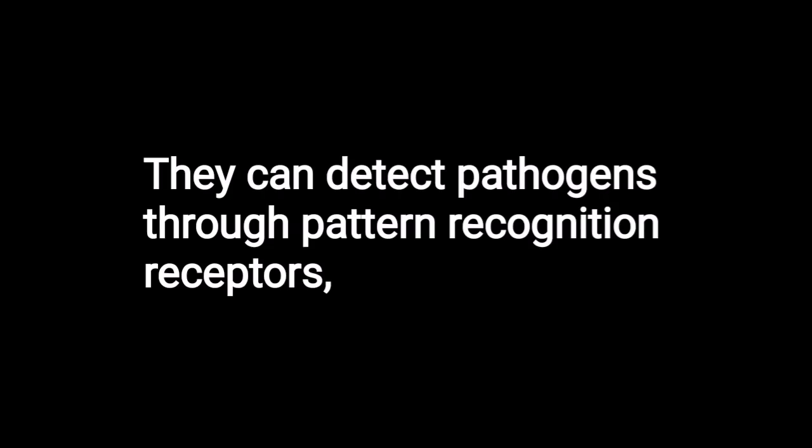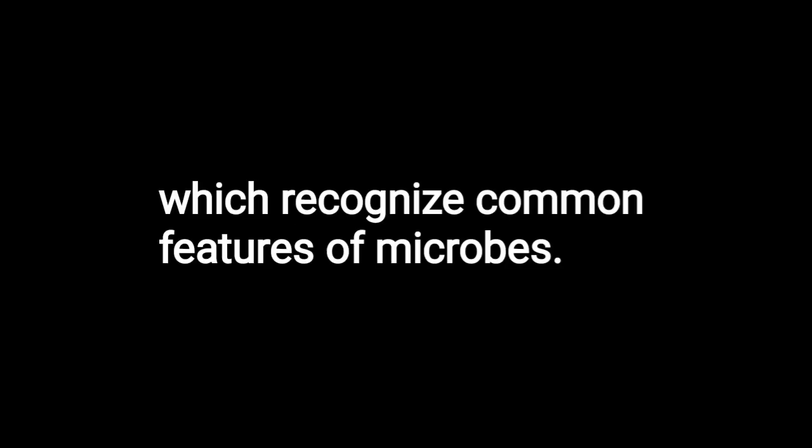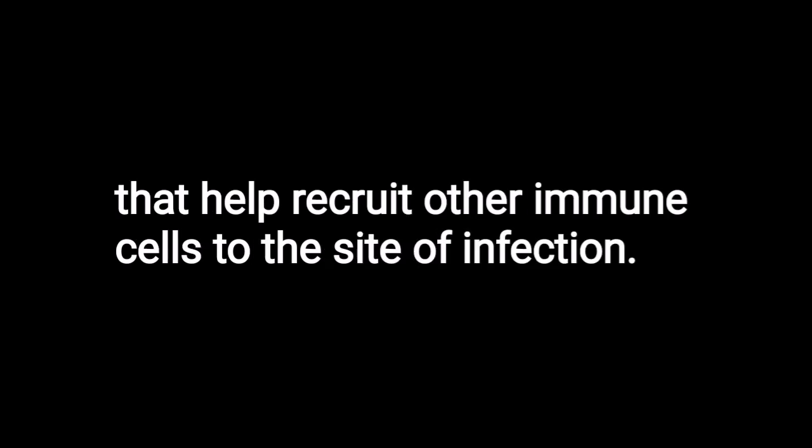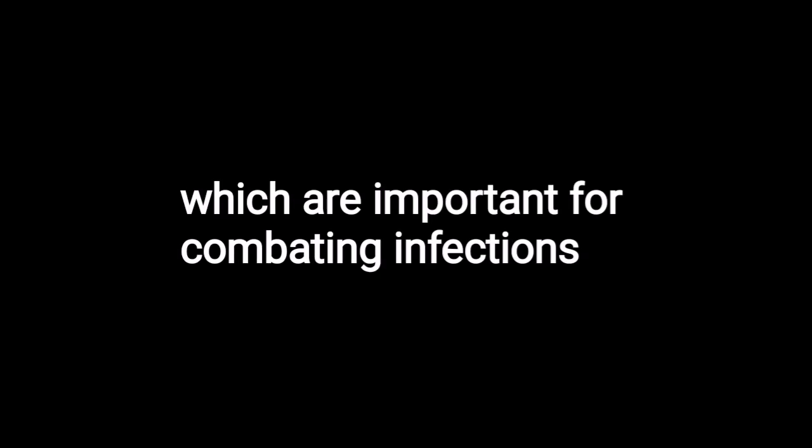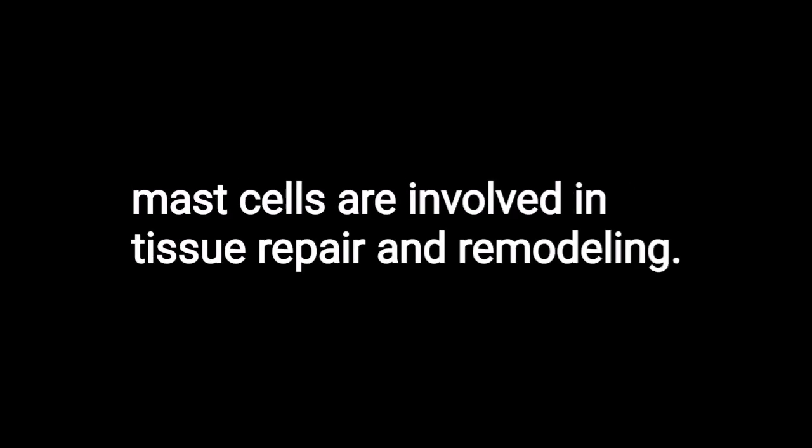They can detect pathogens through pattern recognition receptors, PRRs, on their surface, which recognize common features of microbes. When activated by pathogens, mast cells not only release histamine, but also produce a variety of cytokines that help recruit other immune cells to the site of infection. For example, they can attract neutrophils and eosinophils, which are important for combating infections and clearing away debris from damaged tissues. In addition to their protective roles, mast cells are involved in tissue repair and remodeling.